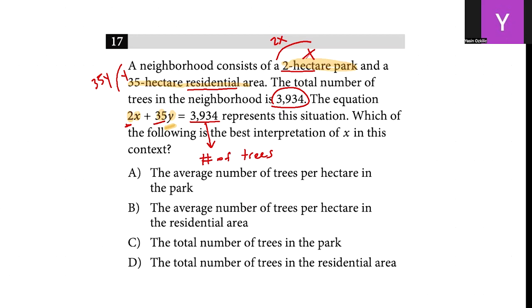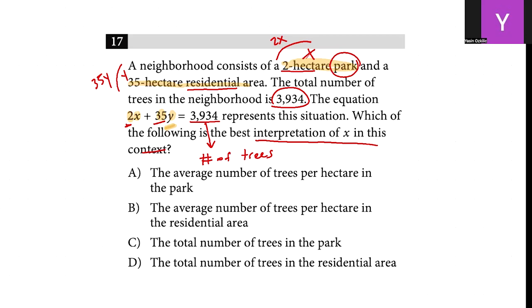It's asking me, which of the following is the best interpretation of x in this context? So 2 and x go together, the 2-hectare park area and x. What might x be? We talk about x might be the number of trees and y might be the number of trees for the residential area. So it's asking me, x is about the park. This is important. So let's check the answer choices.